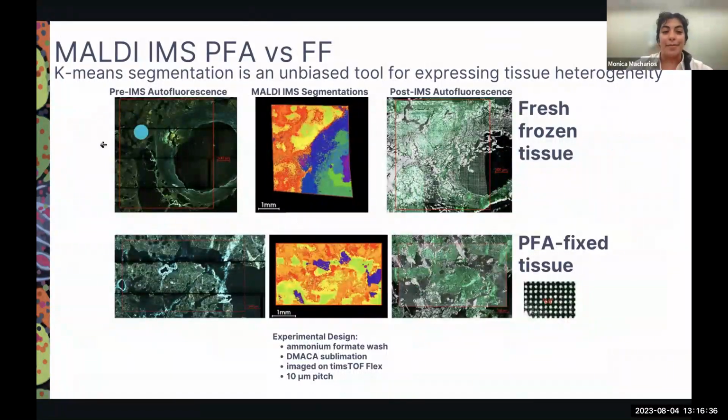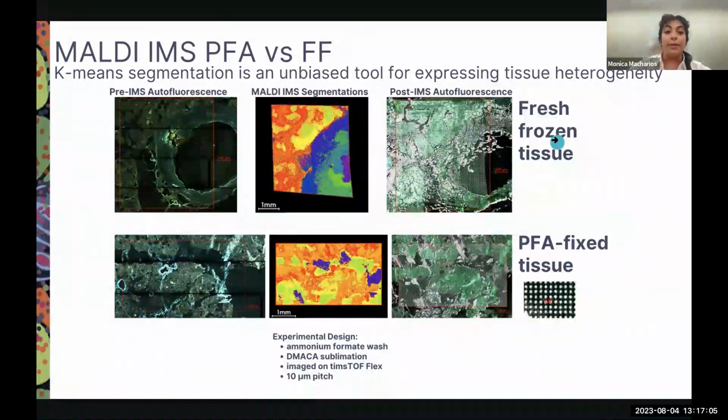Our MALDI IMS results are here. I have the pre and post IMS autofluorescence images just to show how we use autofluorescence to inform and help us choose the region of the tissue to image. We try to choose a very diverse area as seen in the pre-IMS images. We could see exocrine tissue throughout the sample as well as vasculature outlined in blue, and then areas where there's bright spots are indicative of islets.